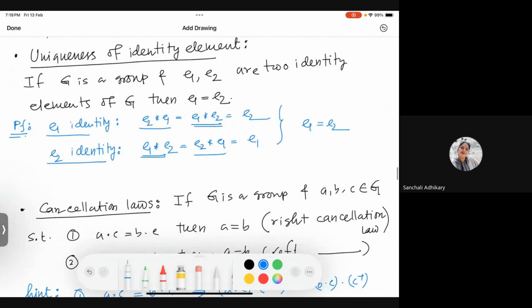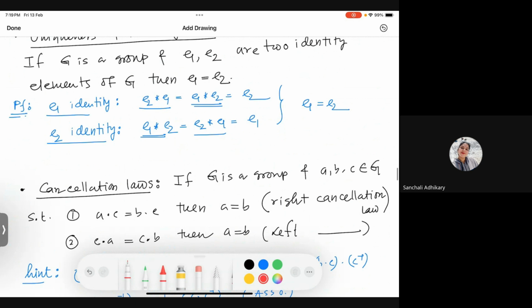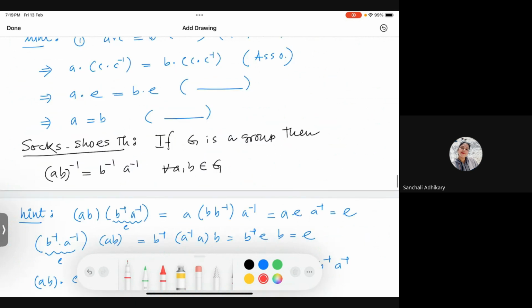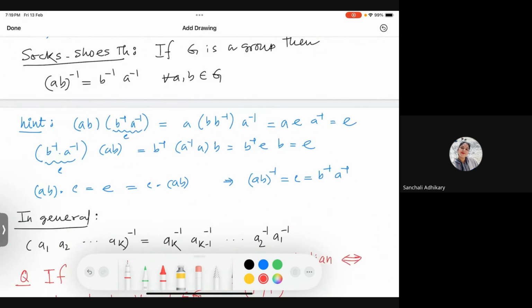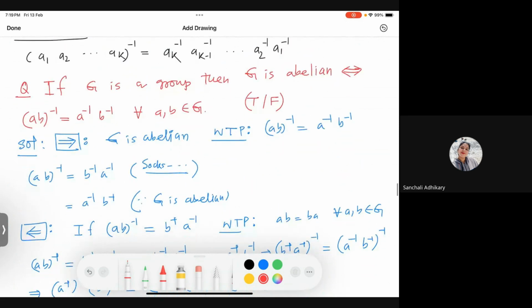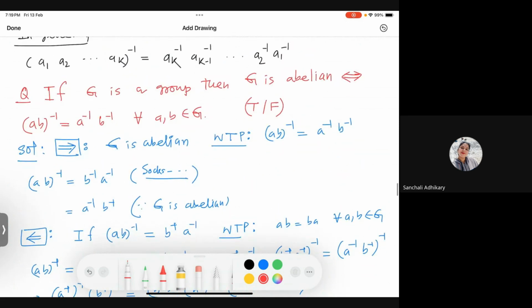So in a group, identity is unique, cancellation law holds. What is the inverse of AB? B inverse A inverse. Now there is a question. A group is said to be abelian if AB is equal to BA. This is true for all A, B.